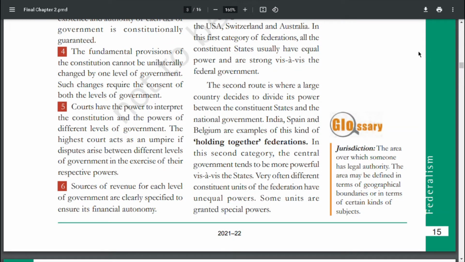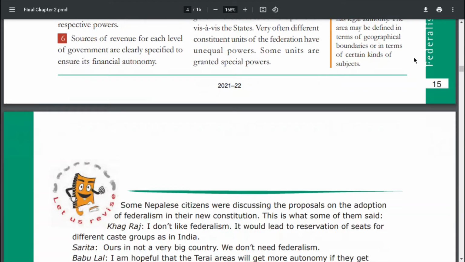The second route is where a large country decides to divide its power between the constituent states and the national government. India, Spain, and Belgium are examples of this kind of holding together federations. In this second category, the central government tends to be more powerful vis-a-vis the state. Very often, different constituent units of the federations have unequal powers. Some units are granted special powers.